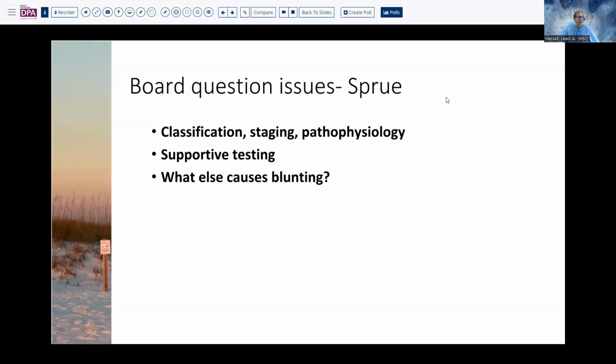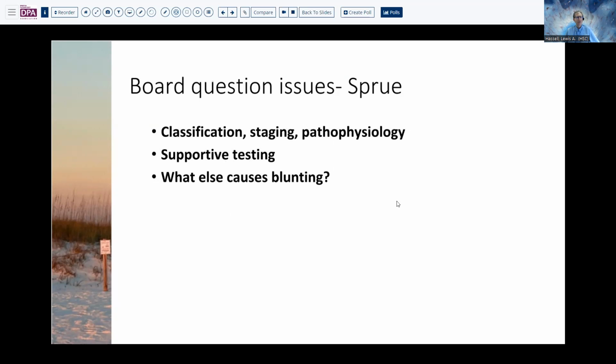In terms of questions about celiac disease, classification, staging, pathophysiology, the Marsh system, certainly you should be aware that it exists. We don't use it in our practice, but in some locations and certainly in a research setting, they would use it. And the pathophysiology, the gluten being transformed to gliadin, which then evokes an antibody response, and a combination of antibodies and cell-mediated immunity results in the blunting of the villi.